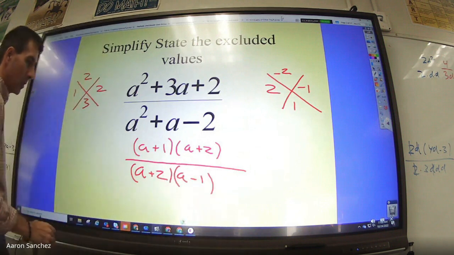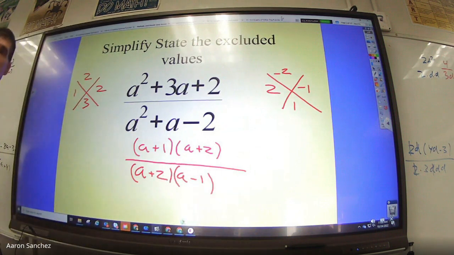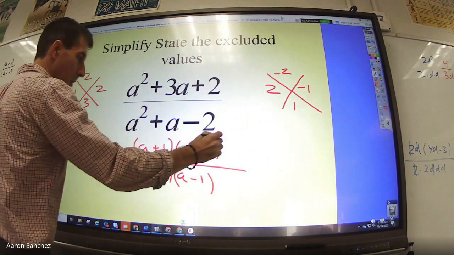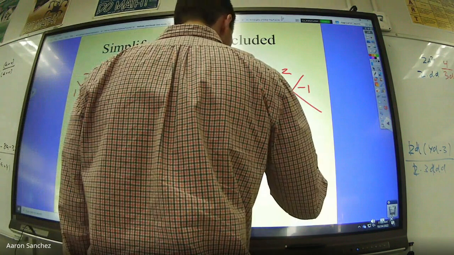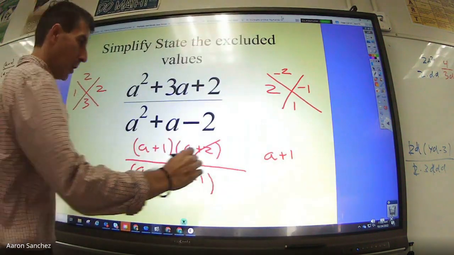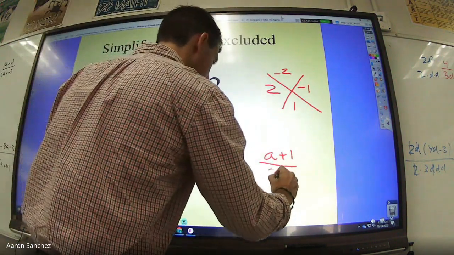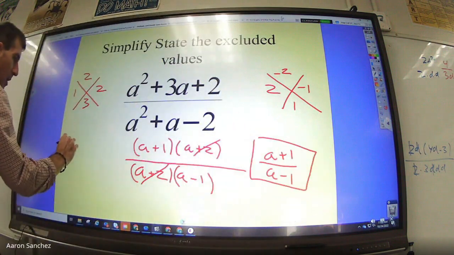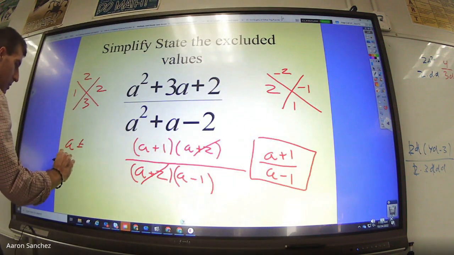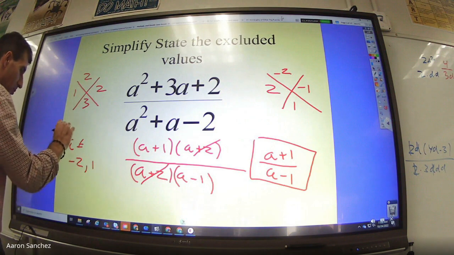All right. Anything we can reduce? What do you guys see? A plus 2. So my simplified version is a plus 1 over a minus 1. A cannot equal what? Negative 2 and positive 1.